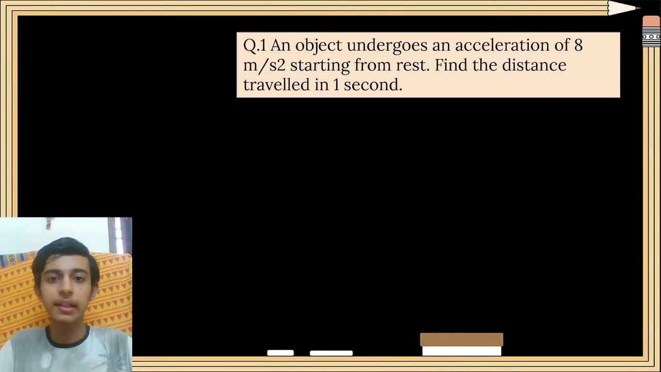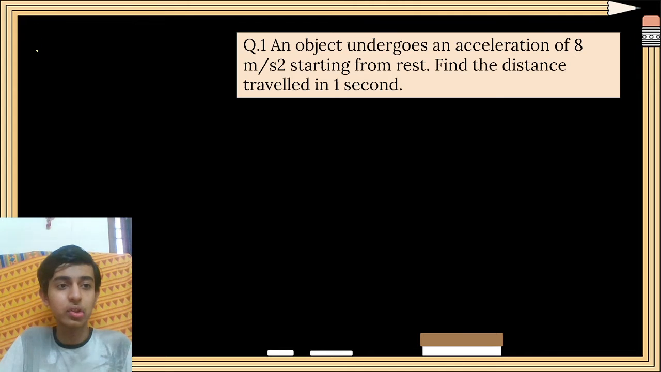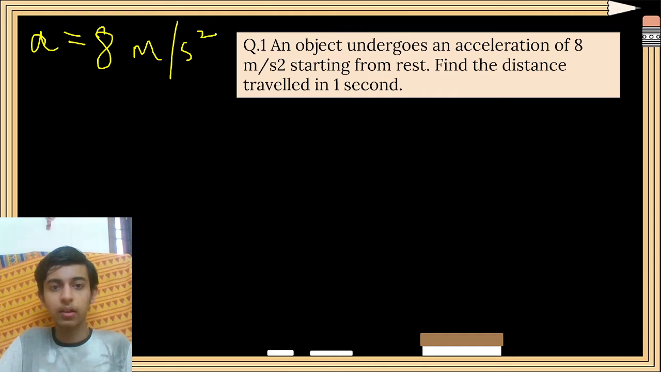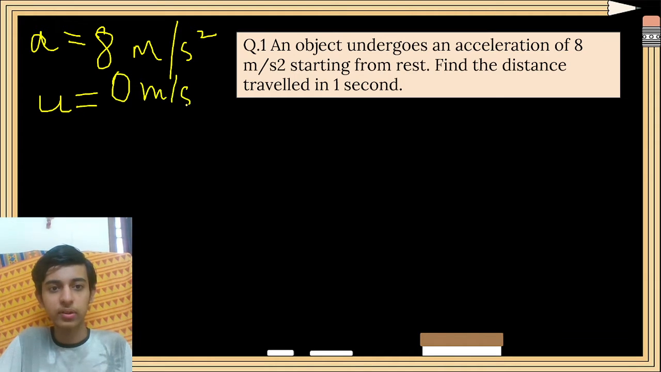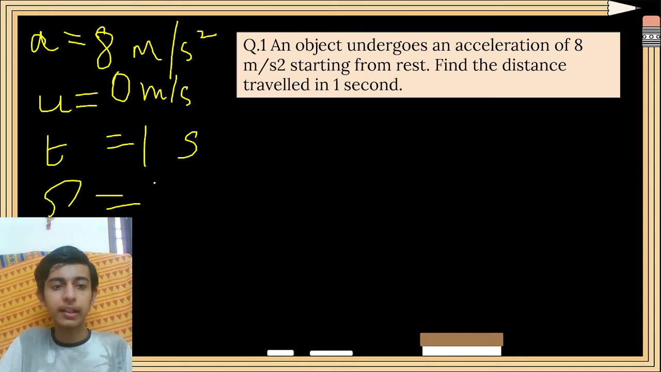So first question is this. An object undergoes an acceleration of 8 meters per second square starting from rest. Find the distance traveled in 1 second. So what are they saying to us? An object undergoes an acceleration. So acceleration is given to us how much? 8 meters per second square. Starting from rest. Whenever you hear this term starting from rest, you can imagine it as your initial velocity, 0 meters per second. Find the distance traveled in 1 second. So time is given to you, 1 second, and you are supposed to find the distance.